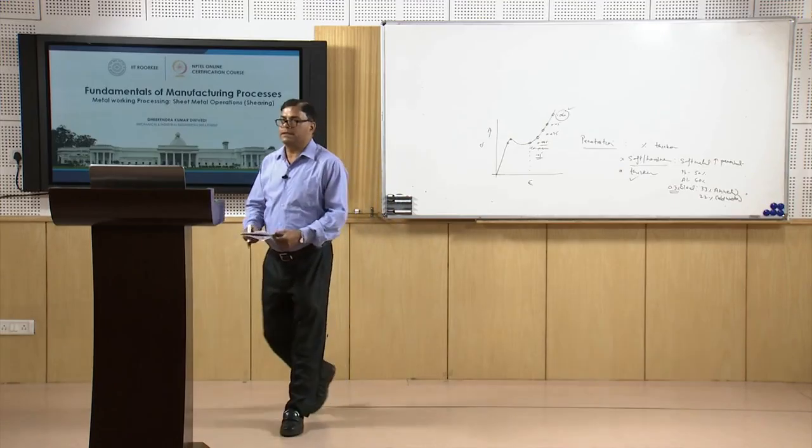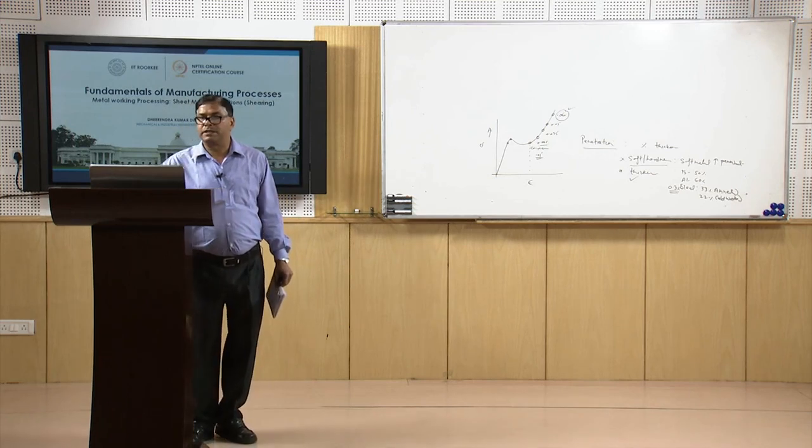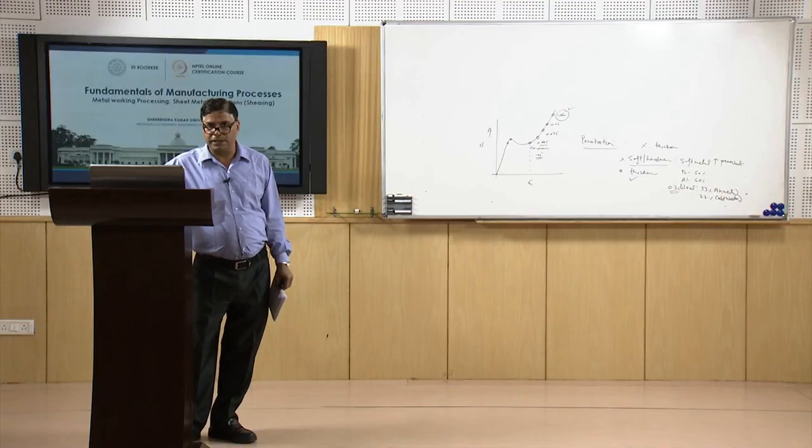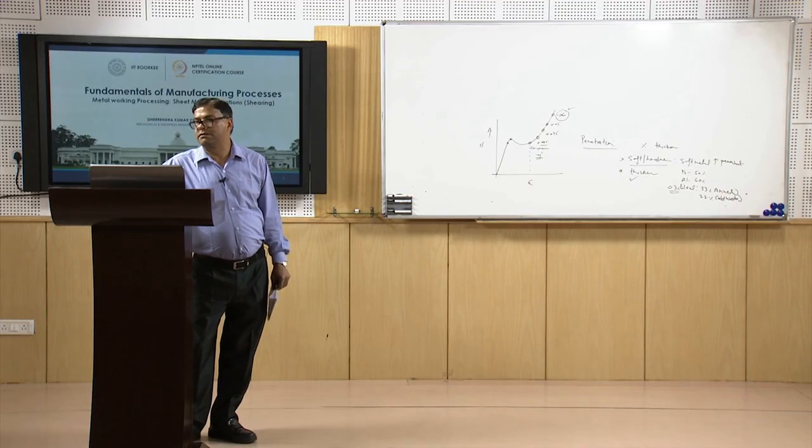So, this is what has been explained. The penetration is the sum of the burnishing height and the disc-shaped rollover zone or the deformation zone. Harder metal requires less penetration, and thin metals require less penetration. The penetration is the depth by which the punch must penetrate the sheet before the fractures meet. So, this is the mandatory requirement for achieving the cut through the shearing process.